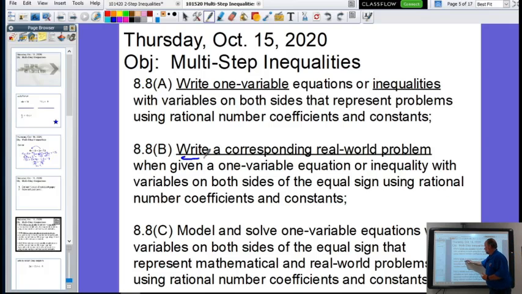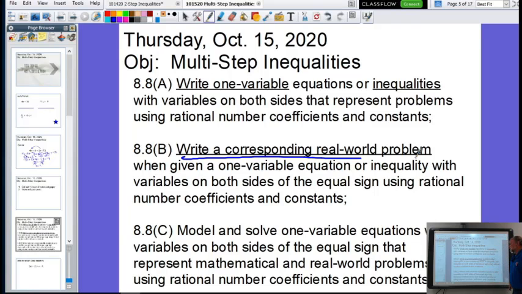Now when it says this, write a corresponding real world problem, you know the real world problem, you know what it means, don't you? Yeah, it means word problems. So that means you've got to, from a problem, pick which word problem matches it, or vice versa. Giving you a word problem, which equation or inequality matches it. And we'll get more into that as we progress through this. Probably more in the second half or the second time we do this lesson than the first.